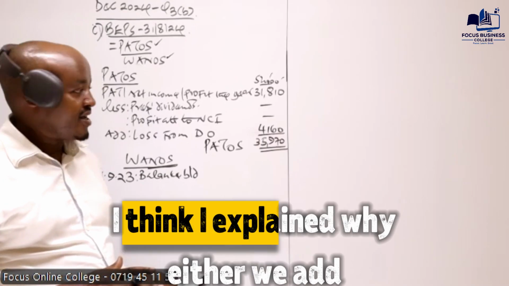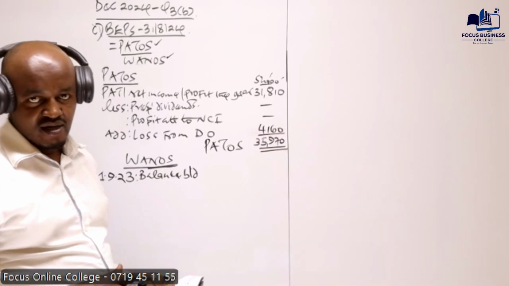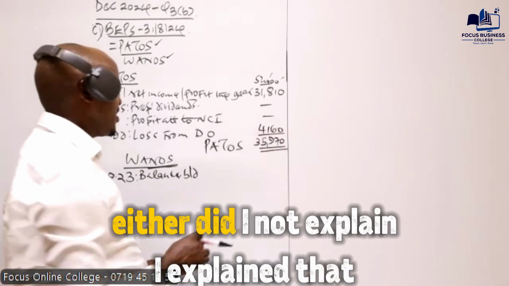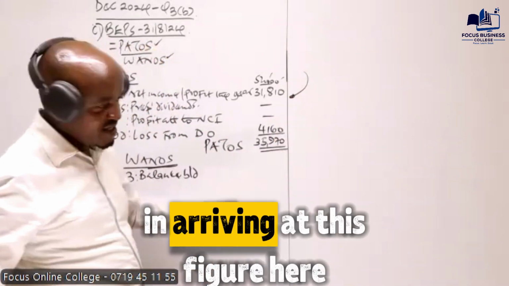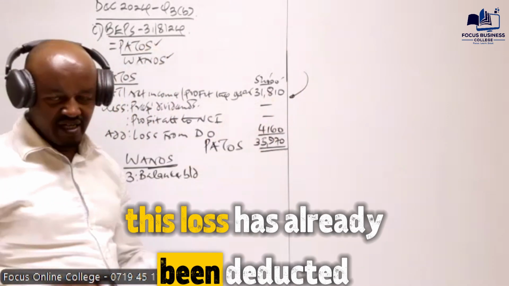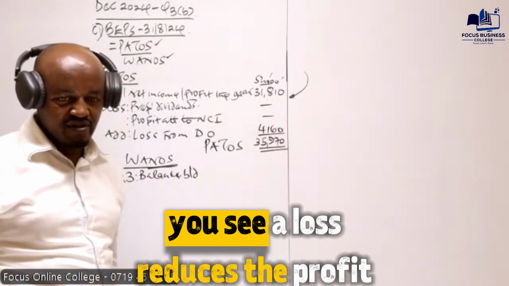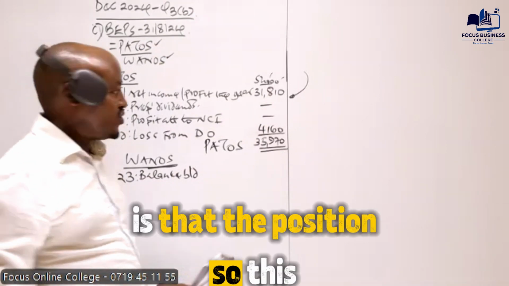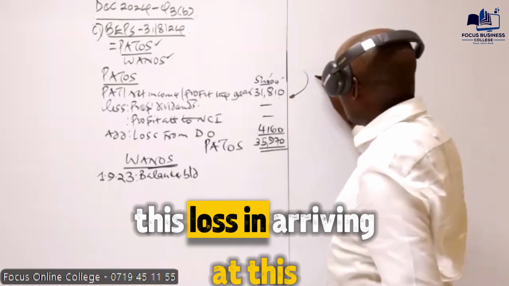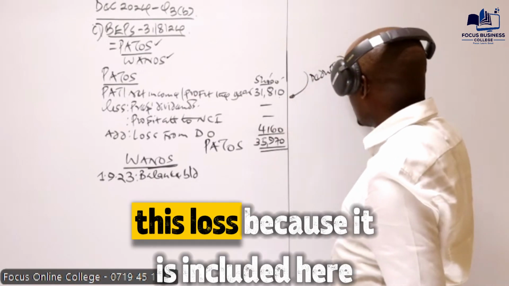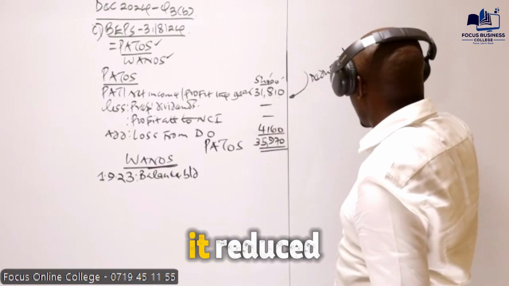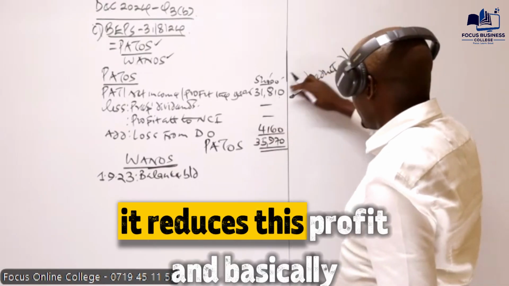I think I explained why, Ida, we add back. Ida, did I not explain? I explained that. The reason why we're adding back the loss is because in arriving at this figure here, this loss has already been deducted. You see, a loss reduces the profit. Is that the position? So this loss in arriving at this, it has already been deducted. In other terms, this loss, because it is included here, it reduced this profit.